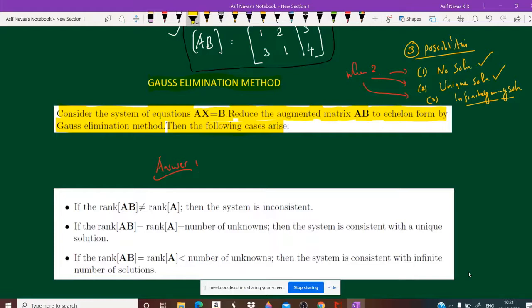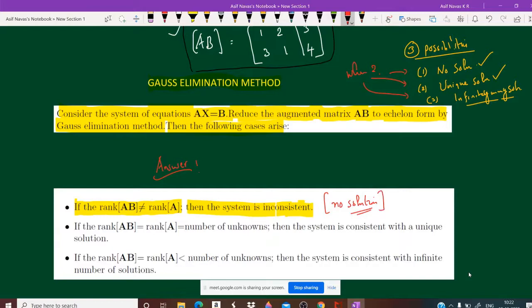So the first condition is, if rank of AB is not equal to rank of A, then the system is inconsistent. What do you mean by inconsistent? Anybody? No solution, right? If the system has no solution, then we say that the system is inconsistent.